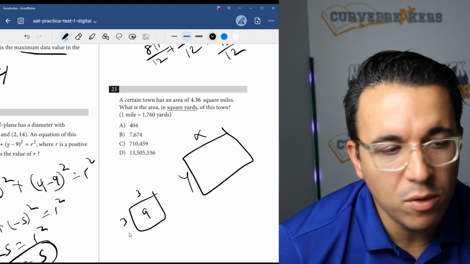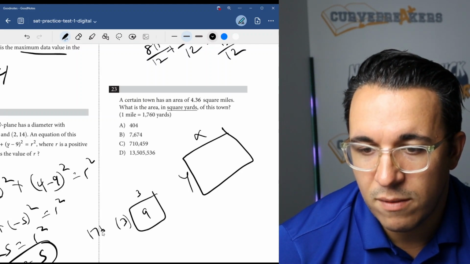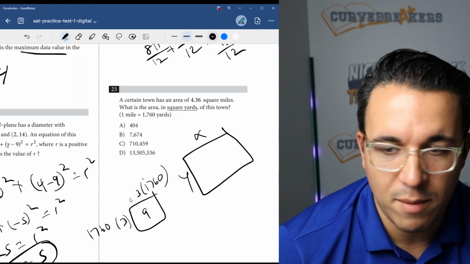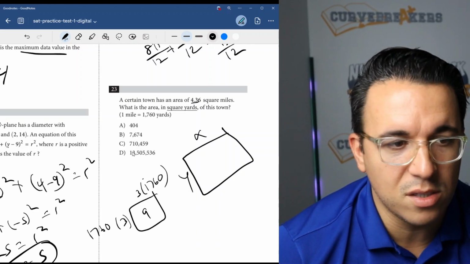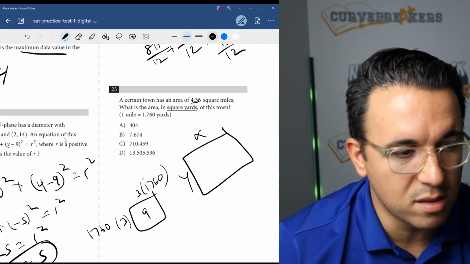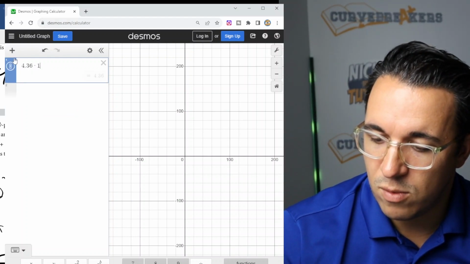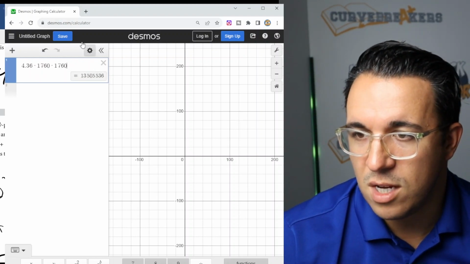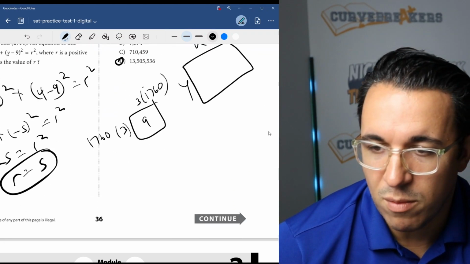I have to convert both dimensions into yards. So I'd have to do both of these times 1760 to get the answer, right? Both dimensions are multiplied by 1760. So what we have to do is take 4.36 and multiply by 1760 twice to convert both dimensions into yards, right? So we're going to go over to Desmos and do this. 4.36 times 1760 times 1760 is 13 million something. So we're going to go back here and select 13 million. Both dimensions must be converted.